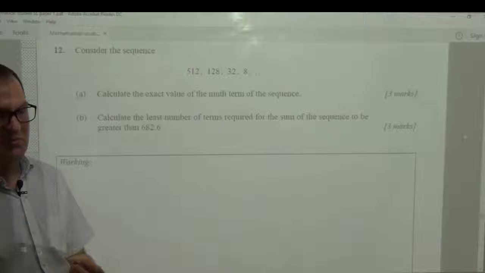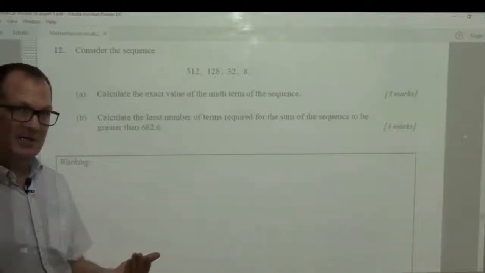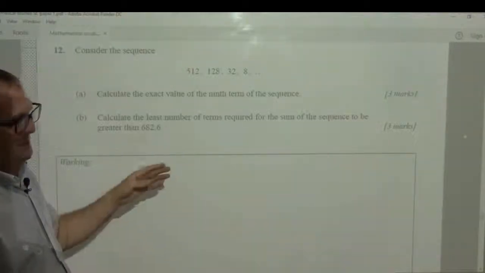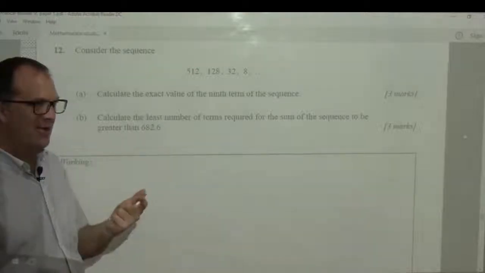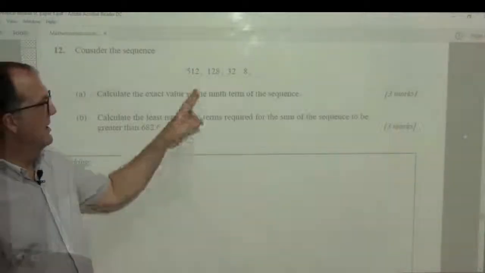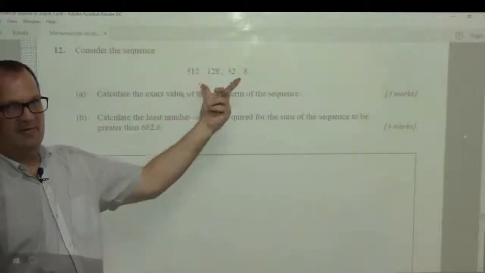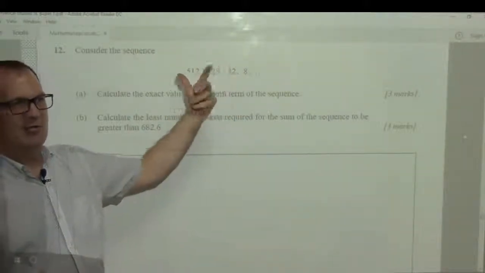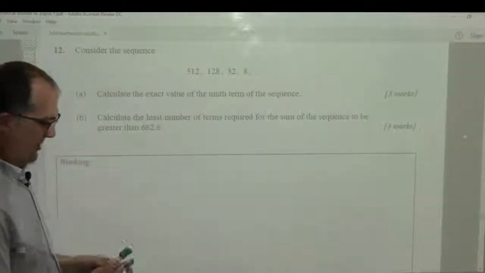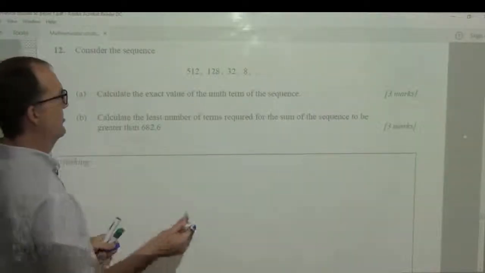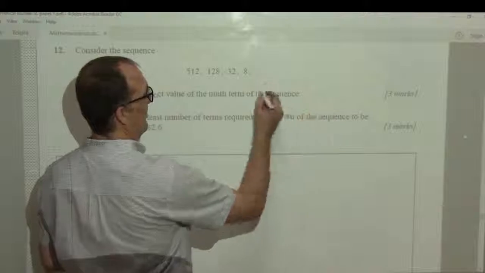And geometric means that we are either multiplying or dividing by something. And I want to correct myself. You're always going to be multiplying. Even though it looks like there's division going on here, you're multiplying by a fraction, which in essence makes it look like division.